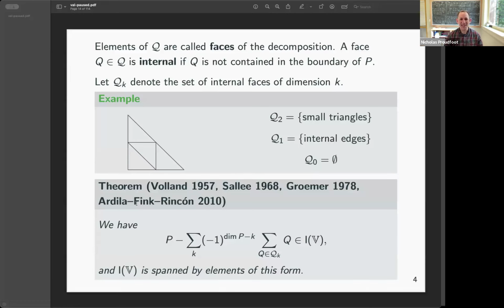And then much more recently, Ardila, Fink, and Rincon showed that this kind of messy alternating sum simplifies quite a bit. They wrote it in a way where every face appears only once, and it appears with coefficient 0 if it's not internal. And if it is internal, it appears with coefficient +1 or -1, depending on its dimension. So it's a much nicer form.